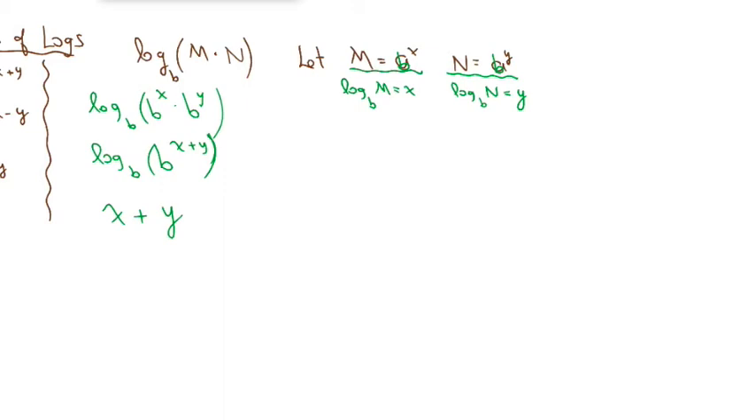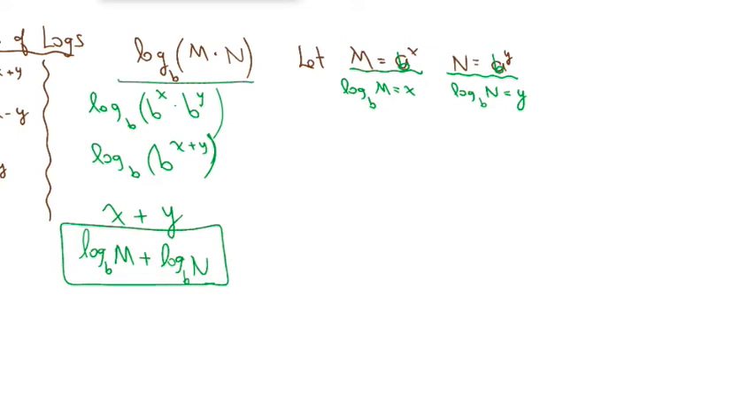What's x equal to now? x is equal to log base b of m. What's y equal to? Log base b of n. So we ended up with this, and we started with this. Therefore, those two things must be exactly the same.